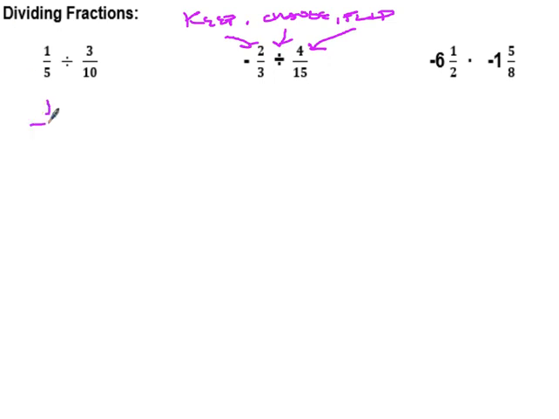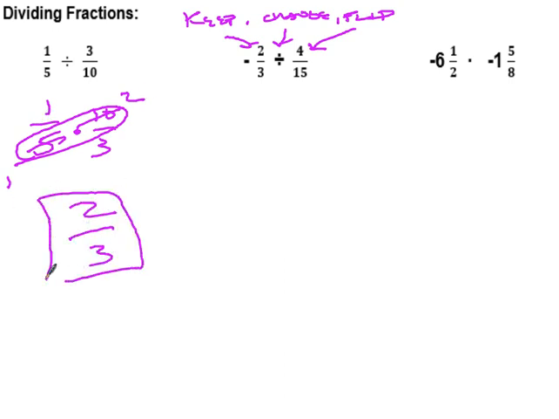So I would rewrite this as 1/5 times 10/3. Now we just do everything we learned how to do with multiplication. So I can cross simplify this. 5 and 10. I can divide both of these by 5 to make that 1 and to make that 2. 1 times 2 is 2. 1 times 3 is 3. I'm done. 2/3. Nothing else to it.